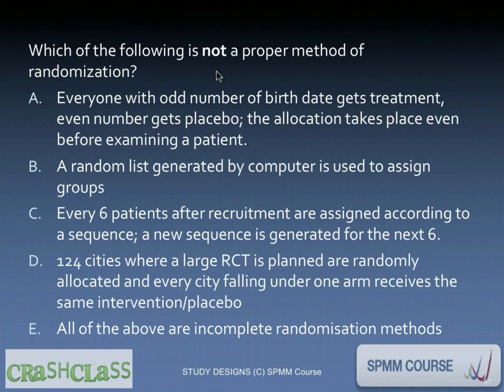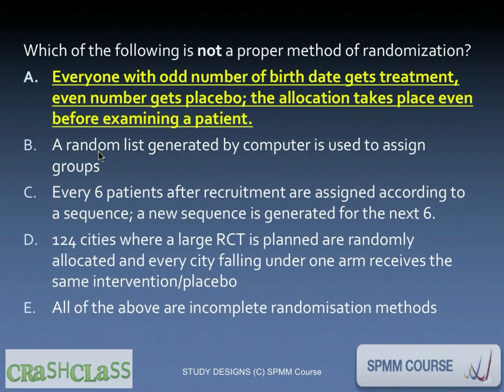So what is the correct answer? Now this is quasi-randomization. A is quasi because you're using date of birth. B is a simple random procedure. C is a block randomization procedure, and D is a cluster random procedure. So there are 4 procedures here, and which one is the inadequate method? The not proper method is a quasi-random procedure, and that is A. You're using date of birth, so this is a quasi-random procedure.